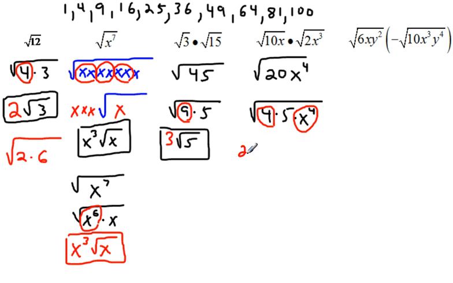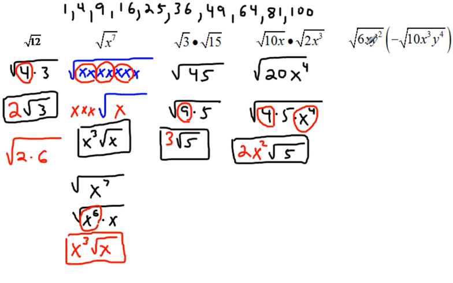Square root of 4 is 2. Square root of x to the 4th, we just take half that exponent, x squared. Only thing I don't know the square root of is that 5 left under the square root sign. 2x squared root 5. Crazy looking answer, but it follows all the rules of simplifying radicals. If there was a number outside, we would multiply that too.